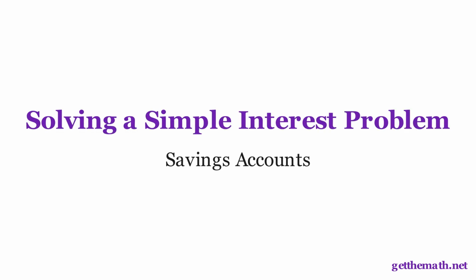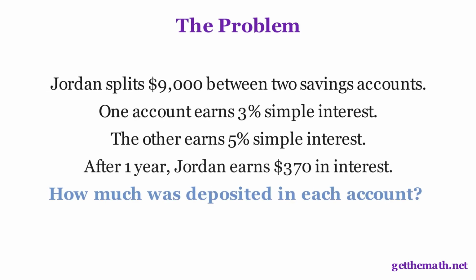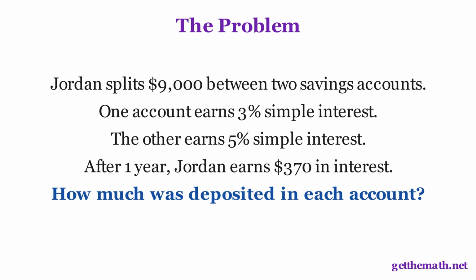Today we are solving a real-world simple interest problem using a linear equation. Here is the problem. Jordan splits $9,000 between two savings accounts. One account earns 3% simple interest. The other earns 5% simple interest. After 1 year, Jordan earns $370 in interest. How much was deposited in each account?